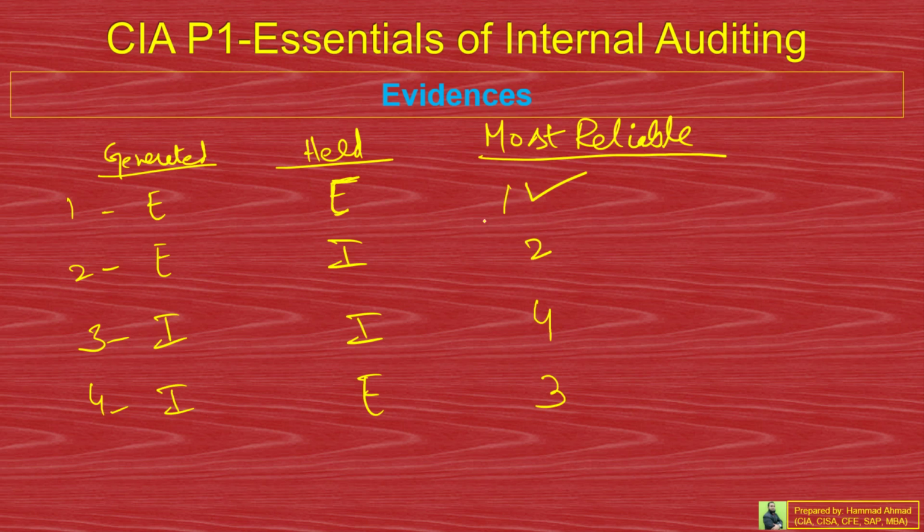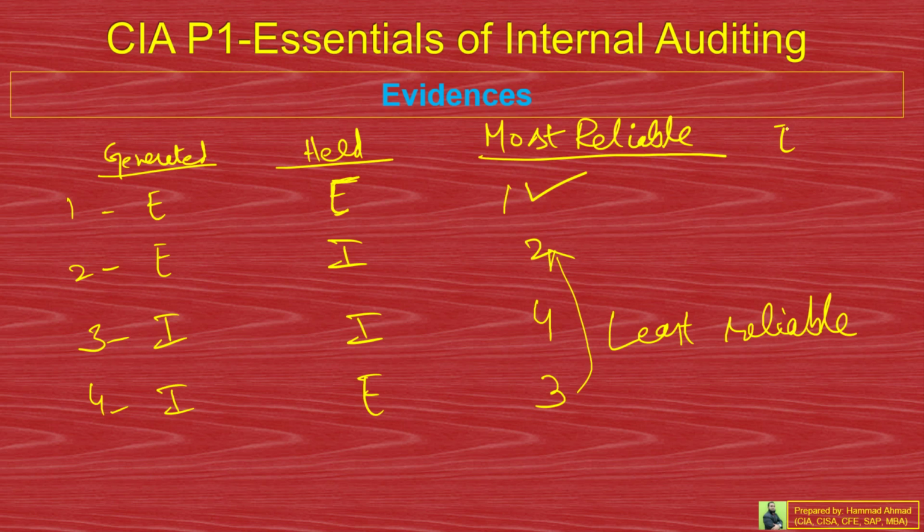So externally generated, externally held is most reliable. Externally generated, internally held is second priority. Internally generated, internally held is least reliable, because anyone can play with this. And internally generated and externally held is also reliable, but less reliable than the second. So you have to keep this in mind.